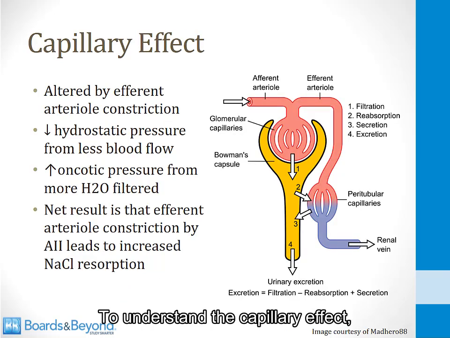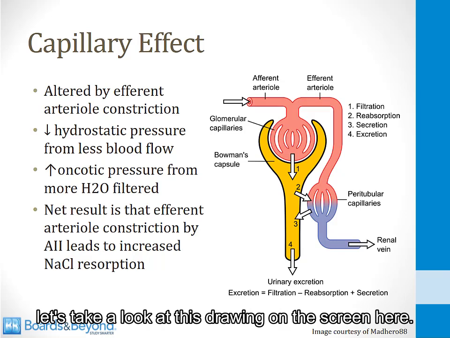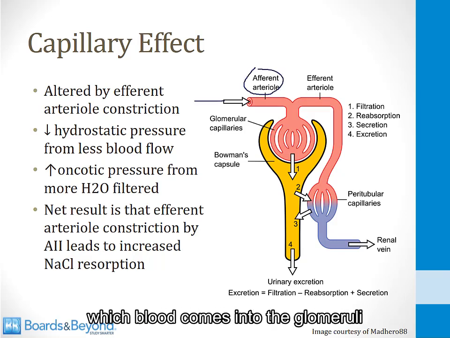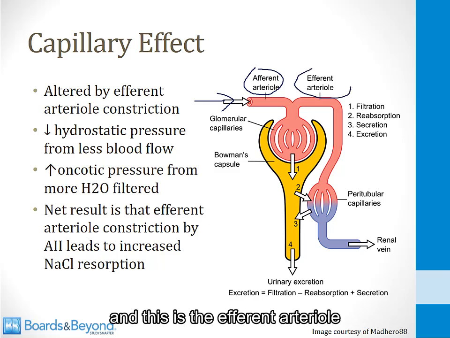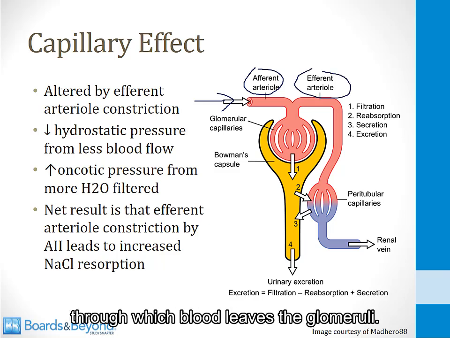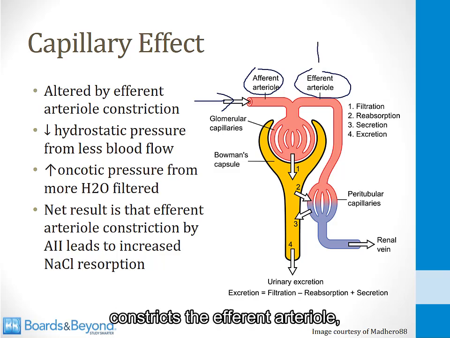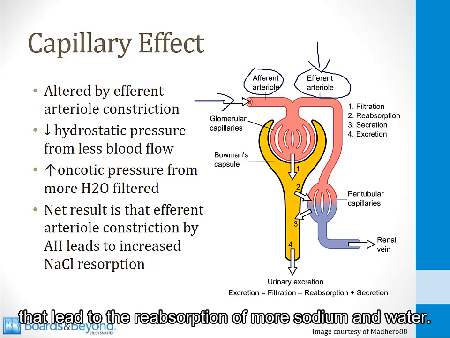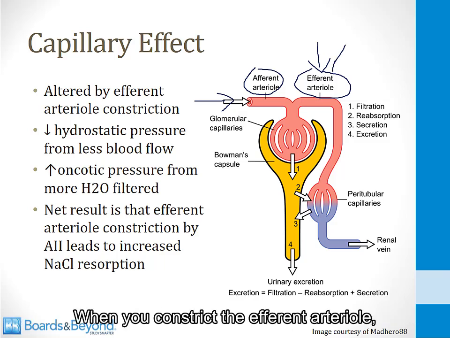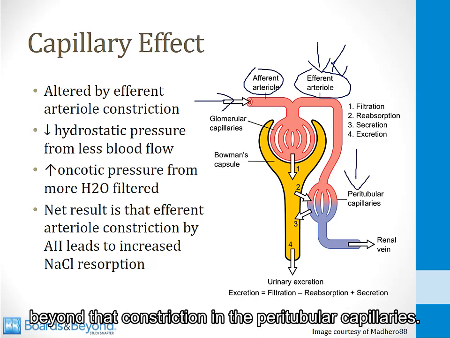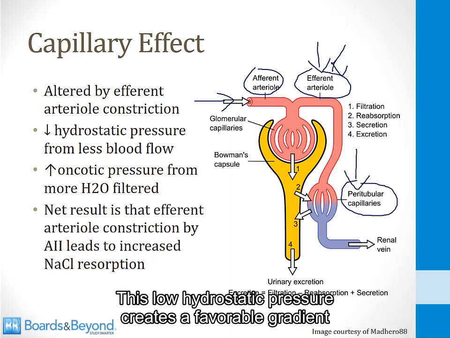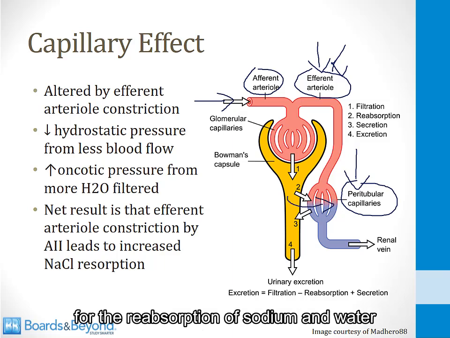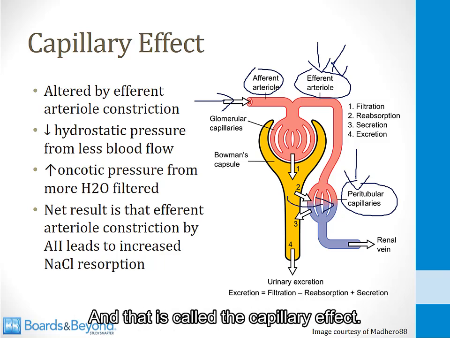To understand the capillary effect, let's take a look at this drawing on the screen here. This is the afferent arteriole through which blood comes into the glomeruli, and this is the efferent arteriole through which blood leaves the glomeruli. Now, I already told you that angiotensin II constricts the efferent arteriole, and that's how it raises GFR. But that constriction has two other effects that lead to the reabsorption of more sodium and water. When you constrict the efferent arteriole, you drop the hydrostatic pressure beyond that constriction in the peritubular capillaries. This low hydrostatic pressure creates a favorable gradient for the reabsorption of sodium and water in the proximal tubule, and that is called the capillary effect.